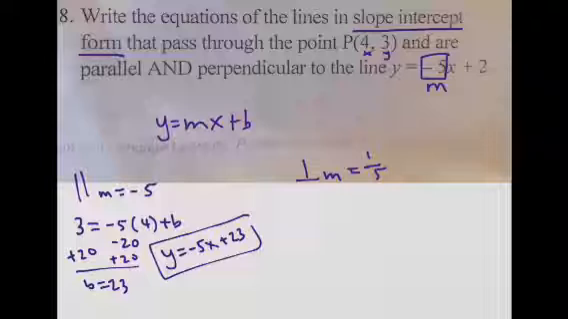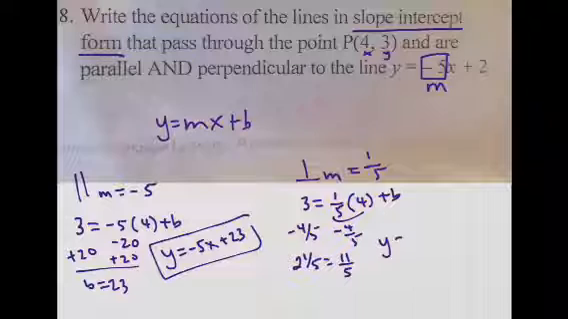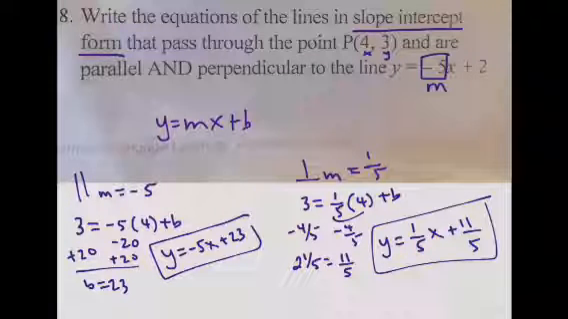So you write 3 = m, which is 1/5, times x plus b. So this is 4/5. So I'm going to subtract 4/5 from both sides. So that's 2 and 1/5 for b, which is the same thing as 11/5, changing it from a mixed number to an improper fraction. So y = 1/5 x + 11/5. And that's the answer for the perpendicular line.